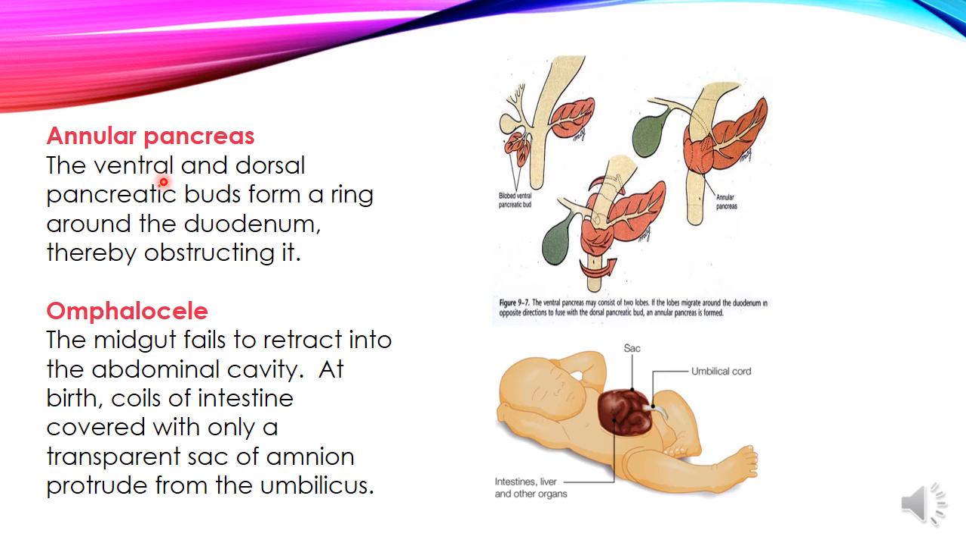Annular pancreas. The ventral and dorsal pancreatic buds form a ring around the duodenum, thereby causing its obstruction. You can see these two parts of the pancreas surrounding the duodenum and causing its obstruction. Now, omphalocele: the midgut fails to retract into the abdominal cavity during its rotation process. At birth, coils of intestine covered with only a transparent sac of amnion protrude from the umbilicus, as you can see in this picture.